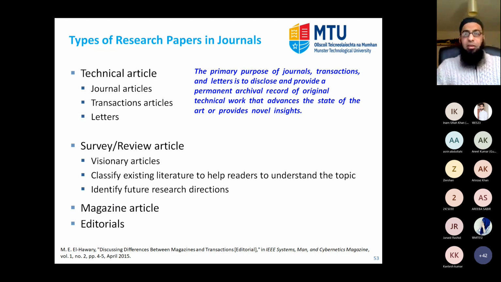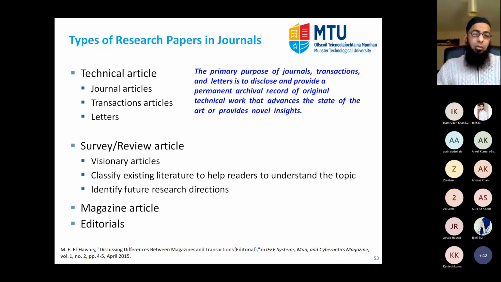Then you have the magazine articles. Magazine articles are totally different from the technical articles or the review articles. In magazine articles, you try to target a particular, general audience. You do not need to go into a lot of technical details, and you also cannot provide a lot of review on that. So you will be in a balanced way. You try to present your idea.